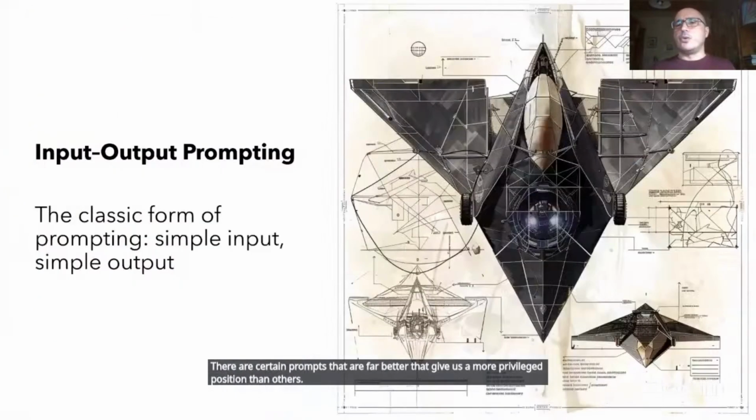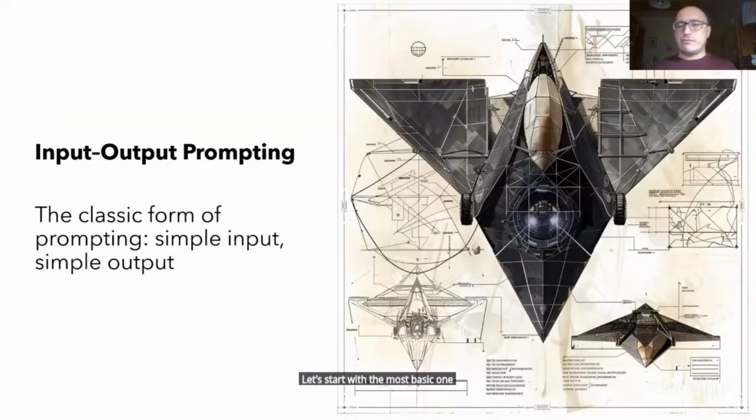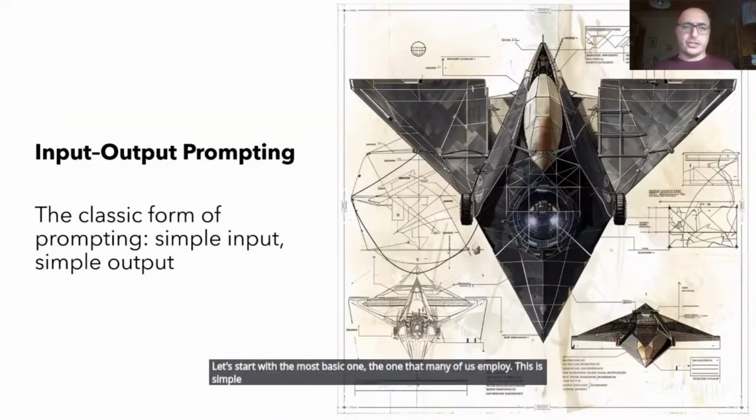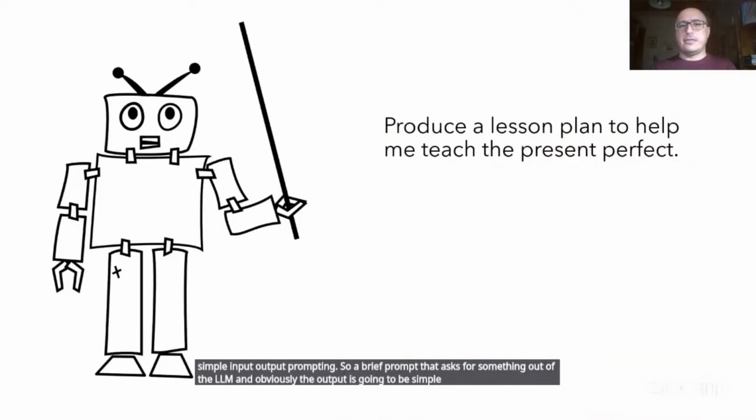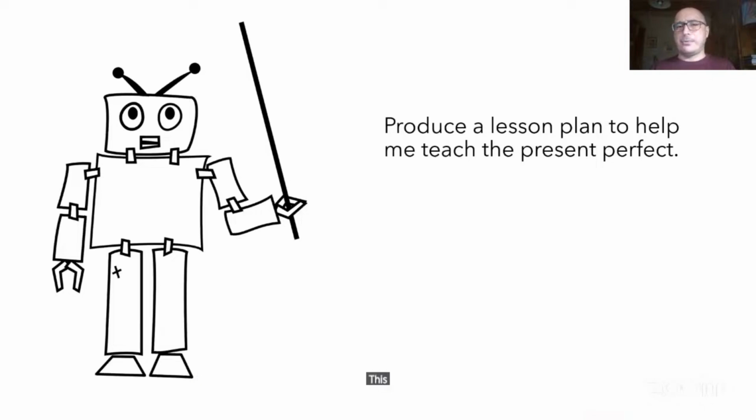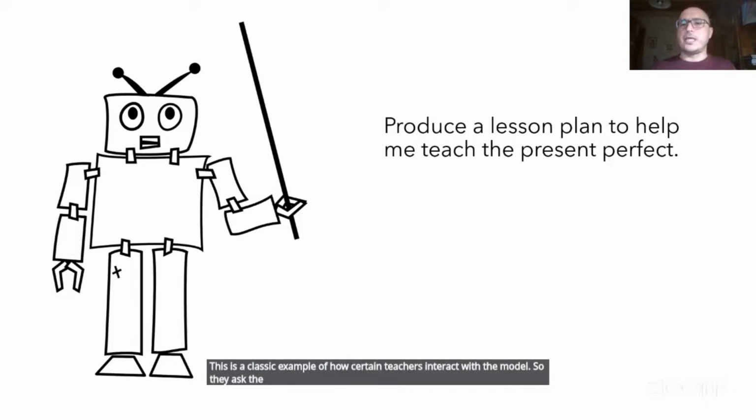Let's start with the most basic one, the one that many of us employ. This is simple input-output prompting. So a brief prompt that asks for something out of the LLM, and obviously the output is going to be simple in nature. This is a classic example of how certain teachers interact with the model. So they ask the model to produce something to help them do something else, okay?